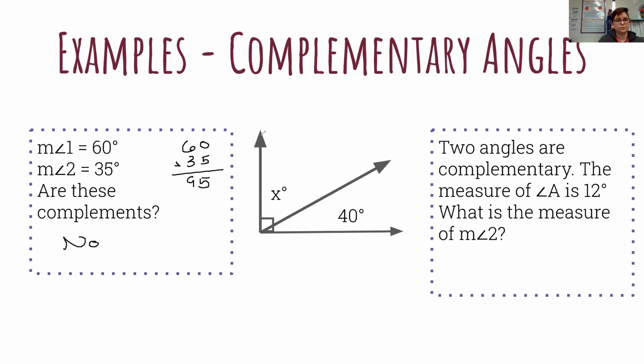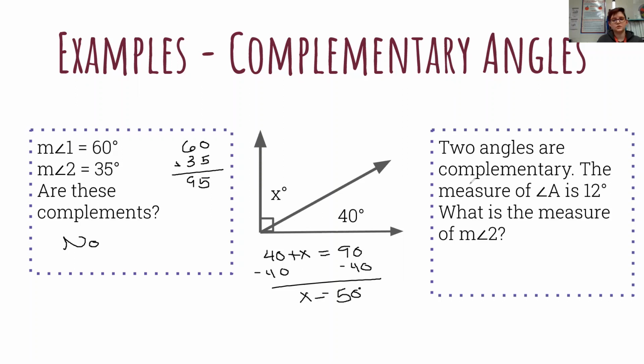Okay, the next one, we have a picture of a 90-degree angle split into two. So I know these are complements. So I am asking myself, 40 plus x equals 90. So what is x? I'm going to undo my positive 40 with subtraction. And I get that x is 50 degrees.